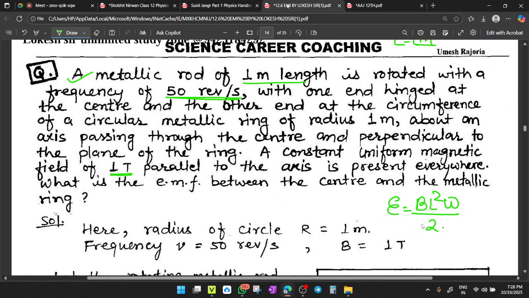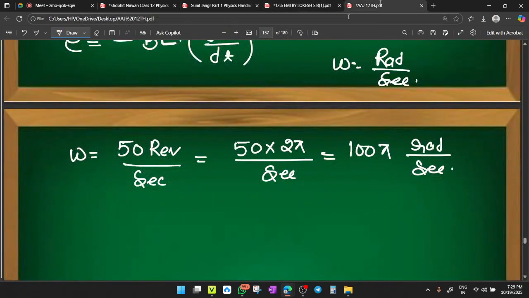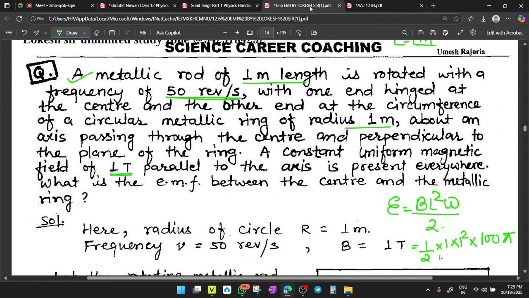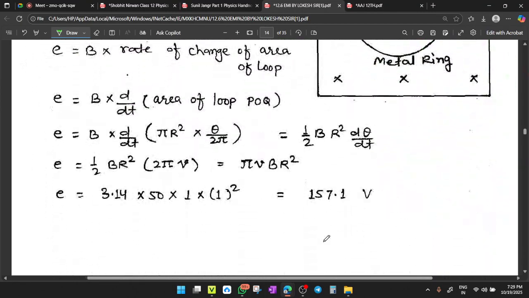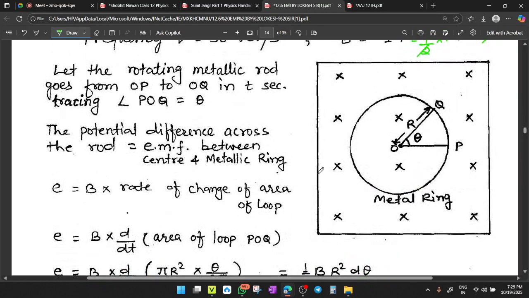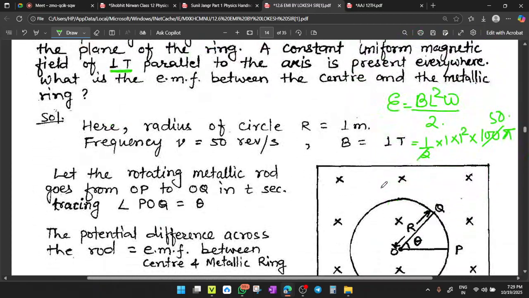E is equal to B L square omega by 2. So 1 upon 2. The value of B is equal to 1 Tesla. L square, the radius, equals 1 meter, so 1 square. And omega is equal to 100 pi. All the things are 1, so the answer will be 50 pi. This is 50 and this is the value of pi, so the answer equals 157.1 volt. Clear or not clear? So this is one way to get the answer.